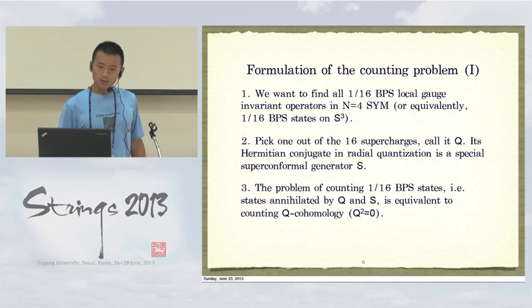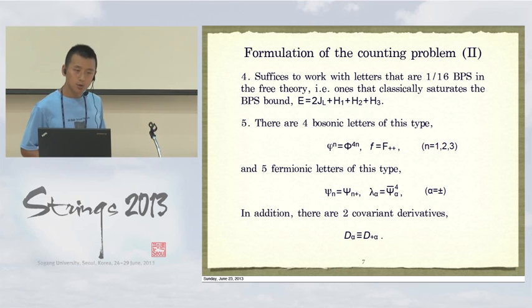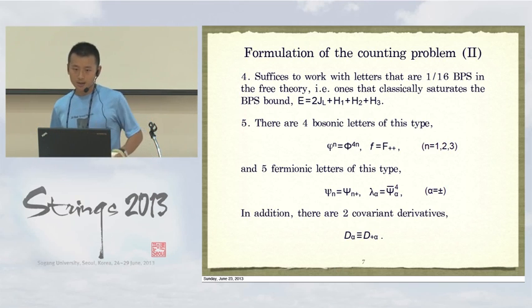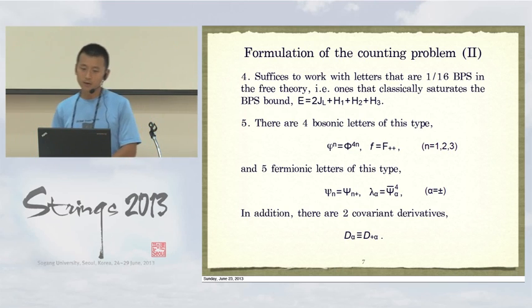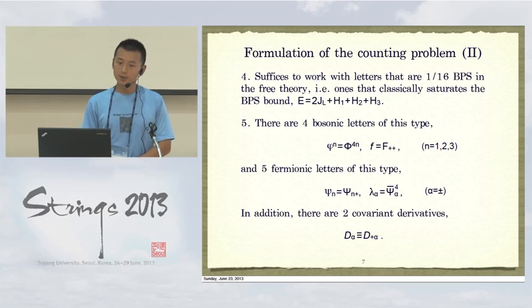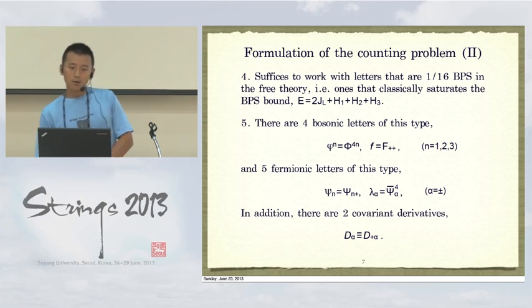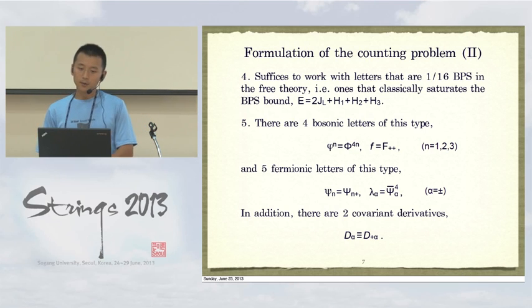Okay, so for this problem, it suffices to consider gauge invariant operators that are made out of products of traces of fundamental fields and their covariant derivatives, which I refer to as letters. And it suffices to work with the letters that are, in some sense, 1/16 BPS in the free theory.